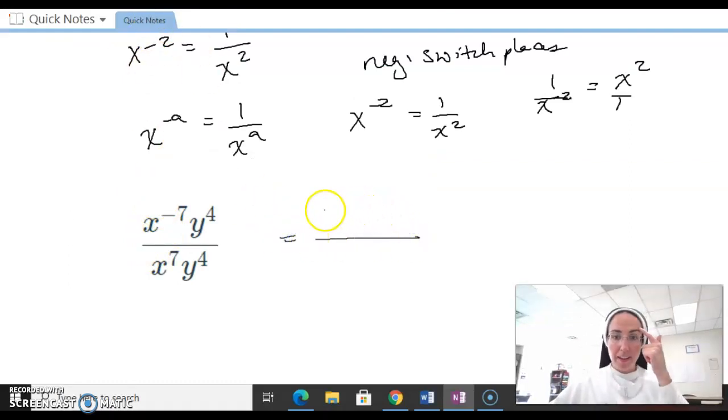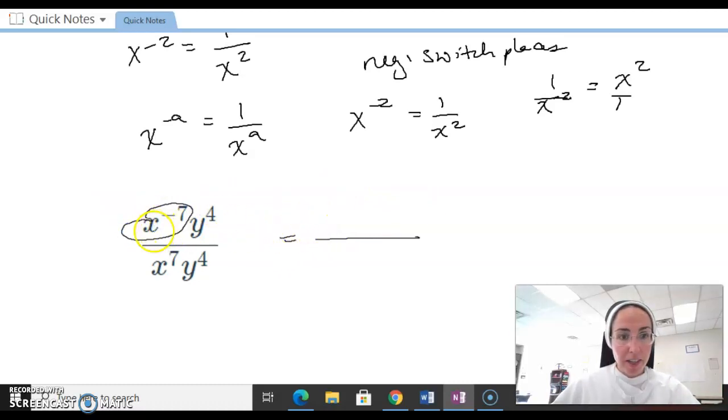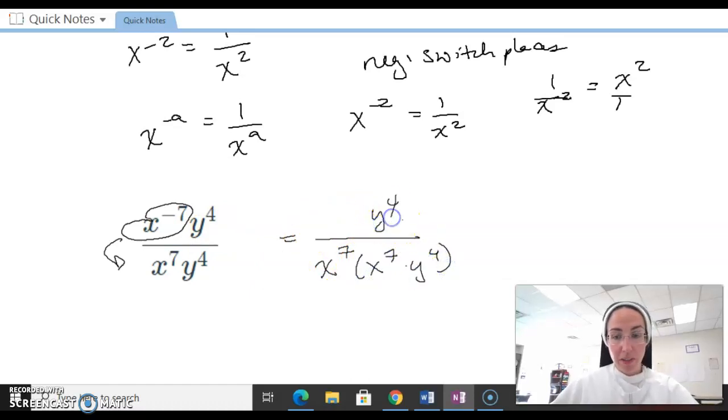Well, also remember that if I have x's on the top and the bottom, they can be combined. So with our rule that if it's a negative exponent, it goes to the bottom, I'm going to move this one down. So this becomes x to the positive 7 times what I already have, x to the positive 7, y to the 4th. Y to the 4th gets to stay where it is.